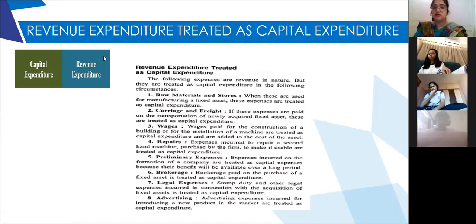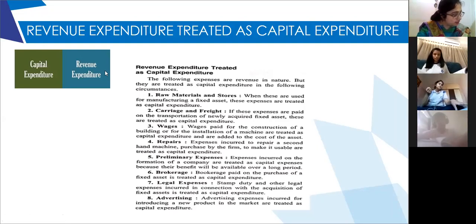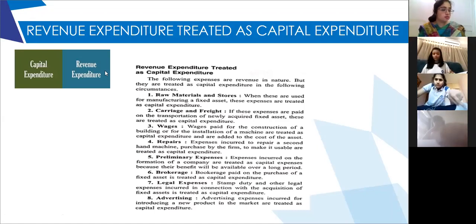Anything to ask here? Not clear? You want to ask me any question? Tell me. I have done till page number 58, I have finished. Now I'll be starting with the next part, that is capital and revenue receipt. That is the next part I'm going to start.